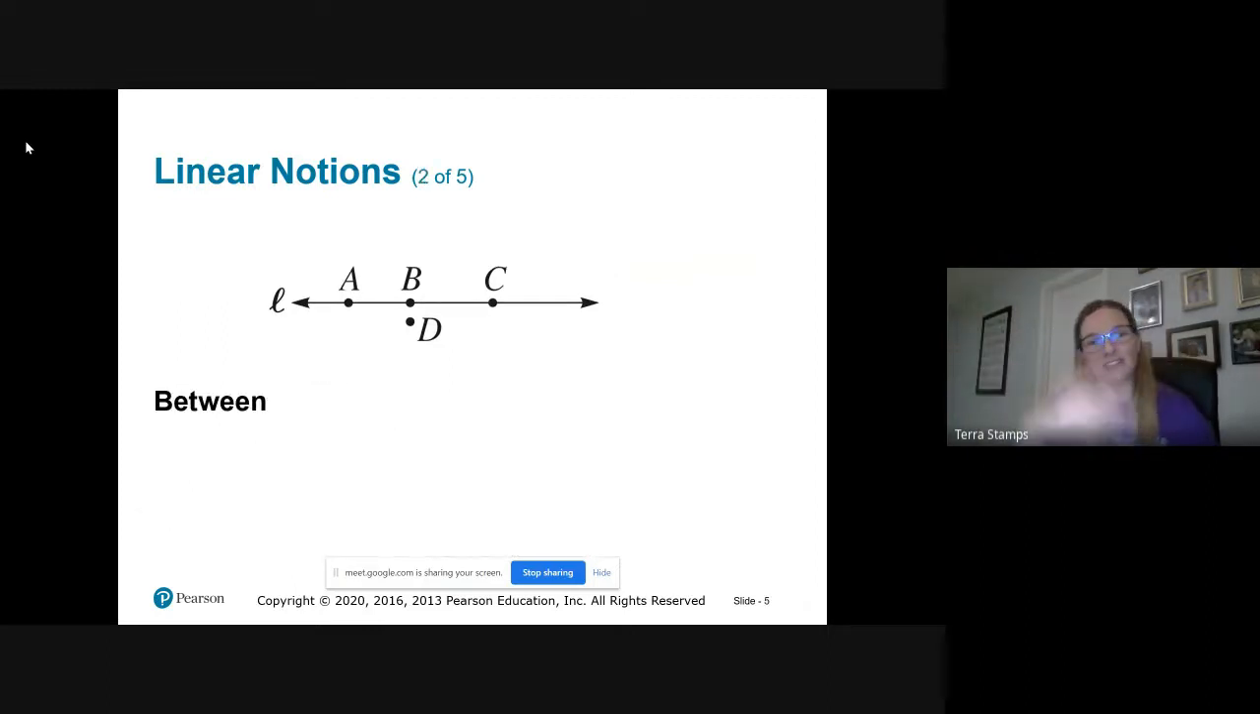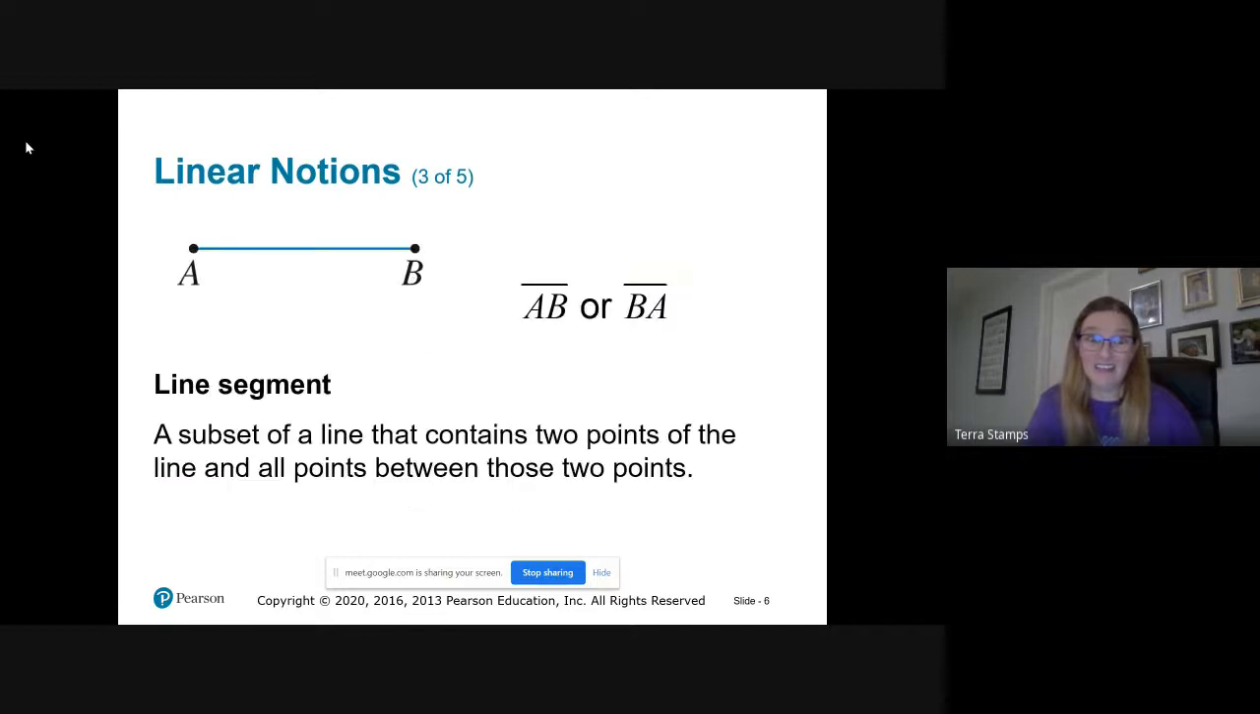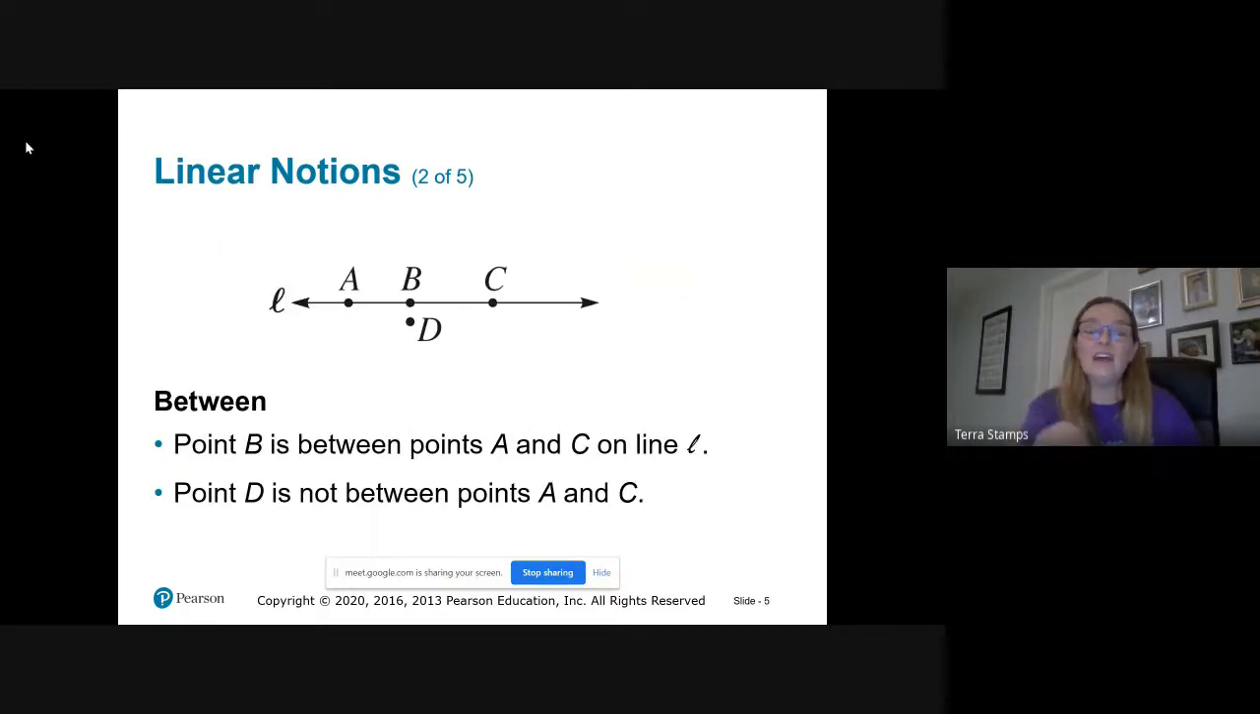Okay, so linear notions. Really, I cannot believe that we're about to define the word between, but here we are. That's just because if you look at this, obviously B is between A and C, right? But the question becomes, is D, the letter D, between A and C? You might think it is, but it's not. That's because we're talking about points that are between other points on the line. D is not on that line. So that's why D is not considered to be between.